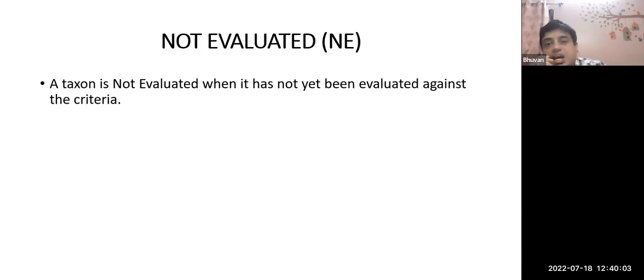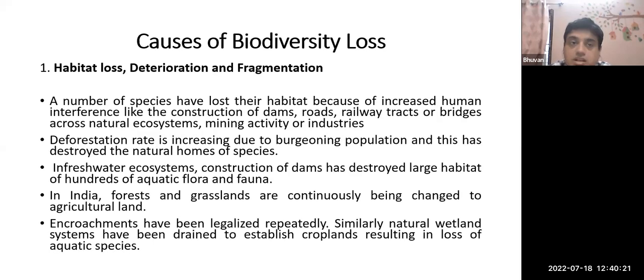And finally, we have the not evaluated category, in which the species has not been evaluated for any of the criteria. Such species may be present in remote or inaccessible areas, so they might not have been evaluated. They are categorized in this category. Now we come to what are the major causes of biodiversity loss.